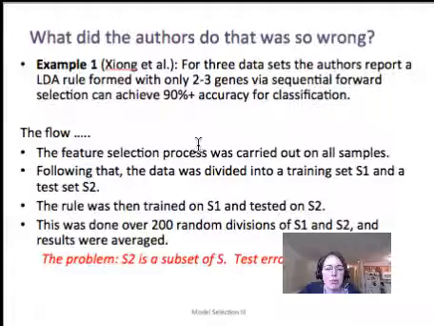So what's the problem here? The feature selection process was carried out on all of the samples. Following that, the data was divided into 2 sets, and then the rule was trained. This was done on 200 divisions. The problem is S2 is a subset of S. So essentially, the test data has seen the training data already. And this is going to drive the error to be too optimistic.